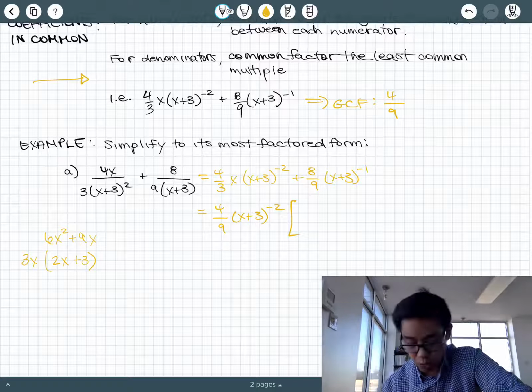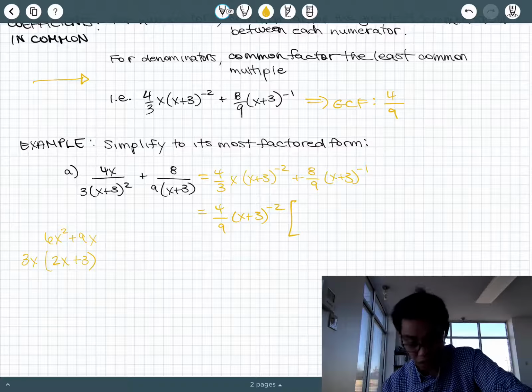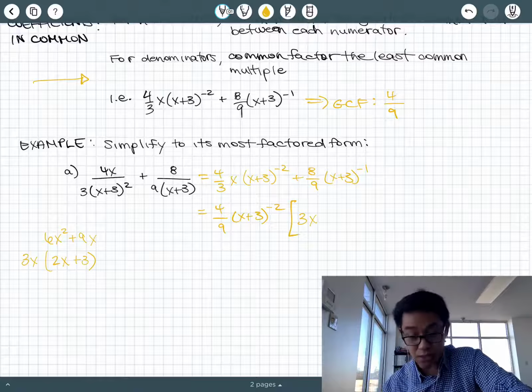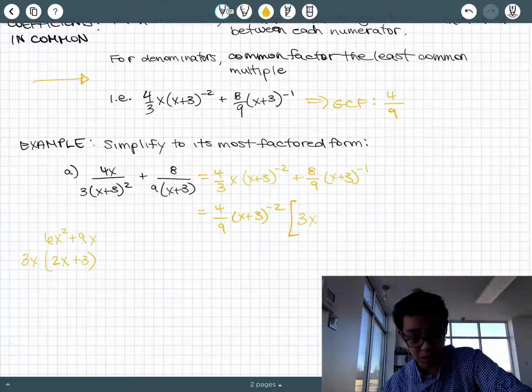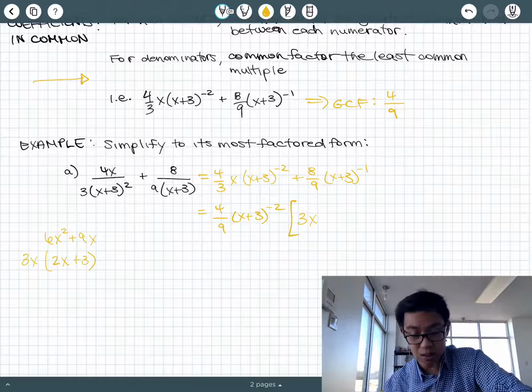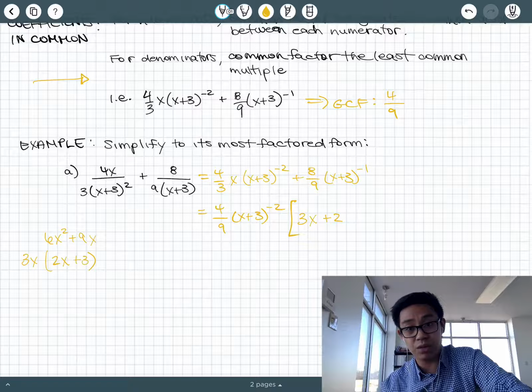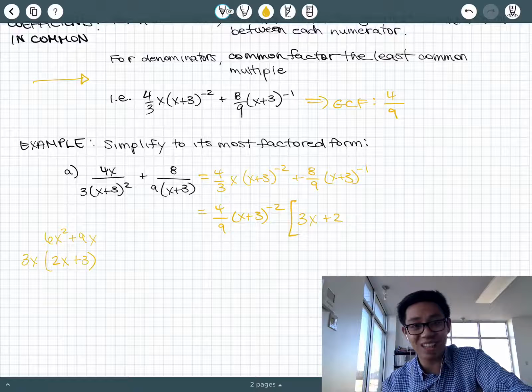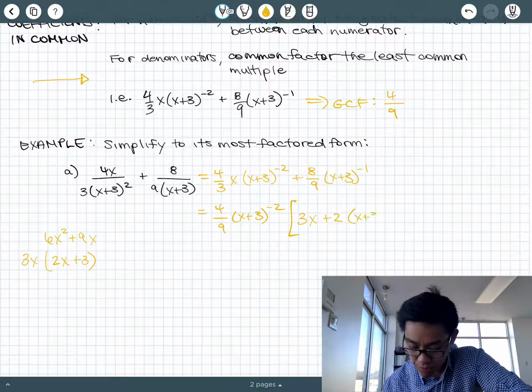When you have 4/3, when you divide it by 4/9 on your calculator, you end up getting 3. You didn't pull out the x, so that's still there. Then you pulled out an x plus 3 to the negative 2, so that's gone. On the second term, you have 8/9. Divide that by 4/9 on your calculator, and you get 2. You pull out an x plus 3 to the negative 2 from an x plus 3 to the negative 1, and you do that by subtracting the exponents. So negative 1 minus negative 2 is the same as negative 1 plus 2, so you get x plus 3 to the 1.